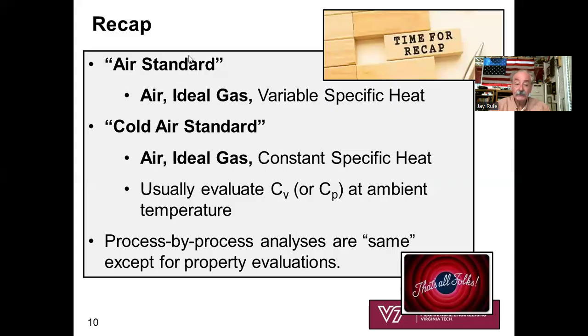So here's the recap. For an air standard cycle, your model is air, it's an ideal gas, and you're using variable specific heat. Use table A22. If you're assigned to use the cold air standard, you've still got air, it's an ideal gas, but your model for specific heat is constant. In other words, C sub P or C sub V is just some number that you pick out of table A20. But it turns out that the process by process analyses are the same. The fundamentals are the same. The difference is in the way you evaluate the properties, delta U, delta H, and the way you analyze an isentropic reversible adiabatic process. So that's a quick overview of the difference between cold air standard and air standard.